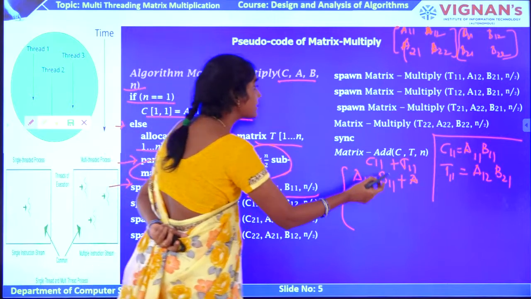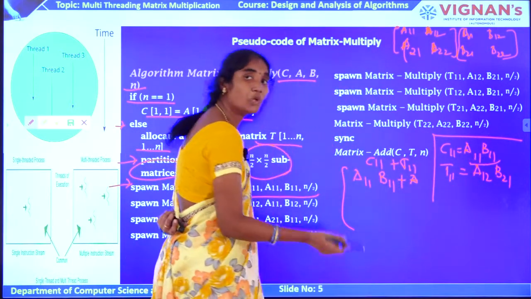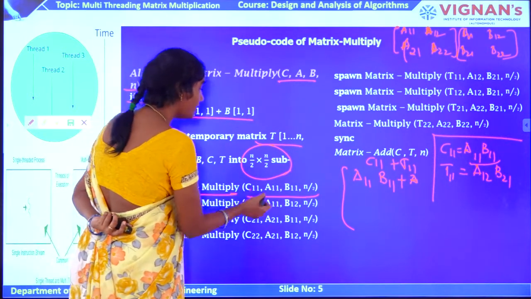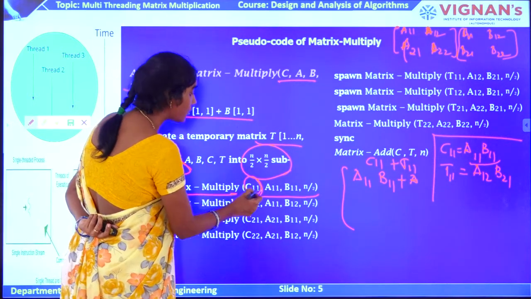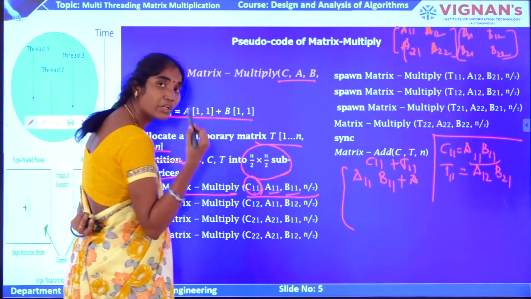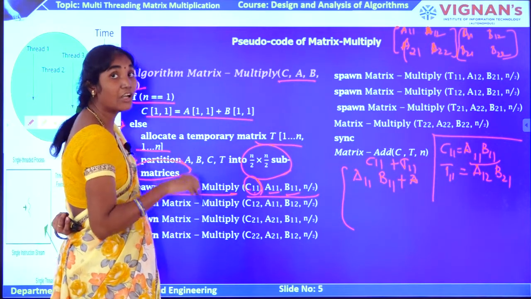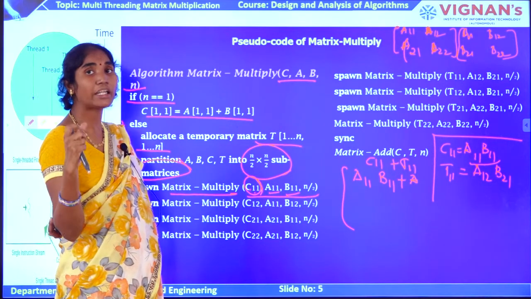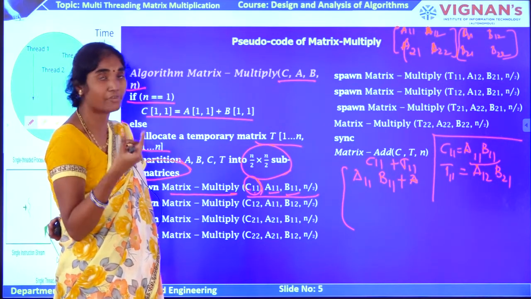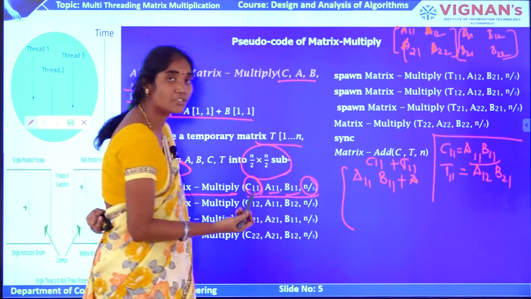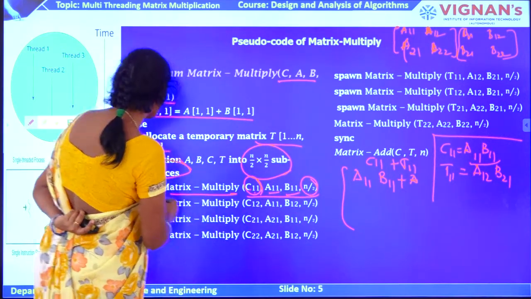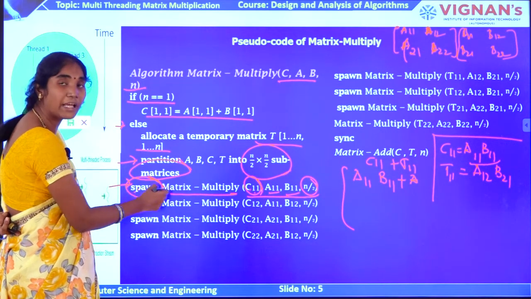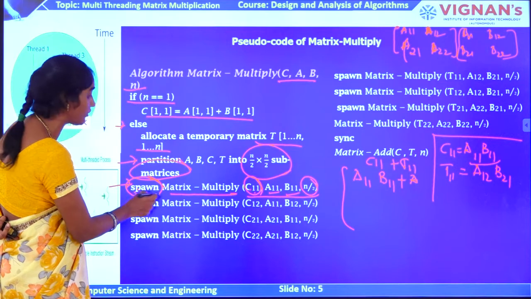So here C11 is nothing but A11 into B11, right? So spawn matrix multiply C11, here I want to measure the C11. So C11, A11, B11. A11 into B11 we will use for C11. But here the matrix order I have changed to n by 2. Why? Because I am not taking the full matrix, I am taking only half. That is why the size gets decreased to n by 2. Also I am making this operation in parallel. In parallel this process will be executed. That is why I have given spawn.